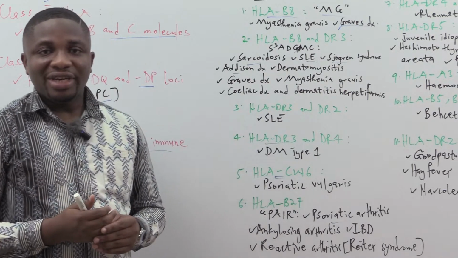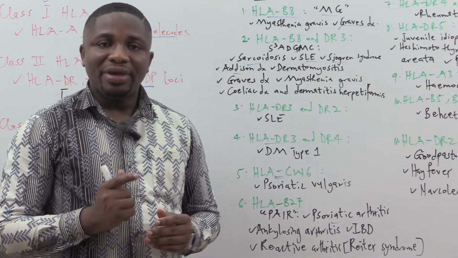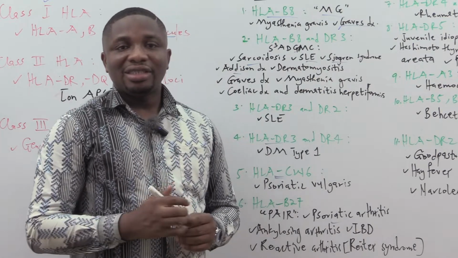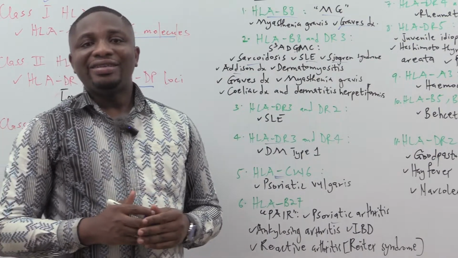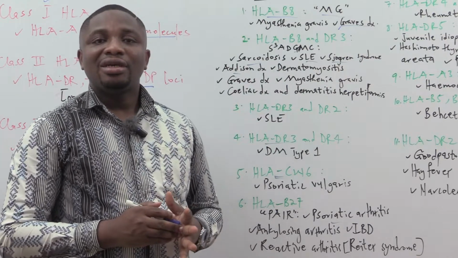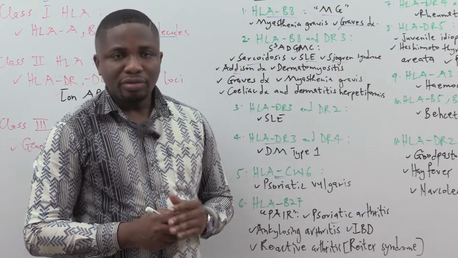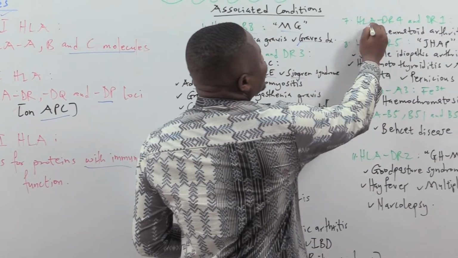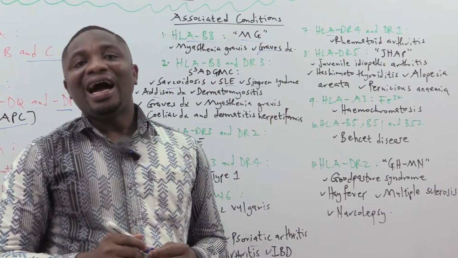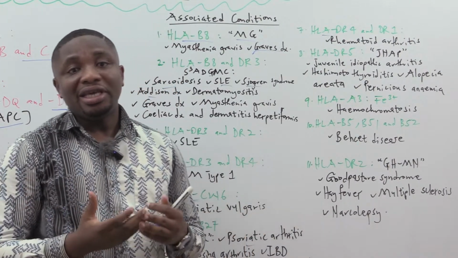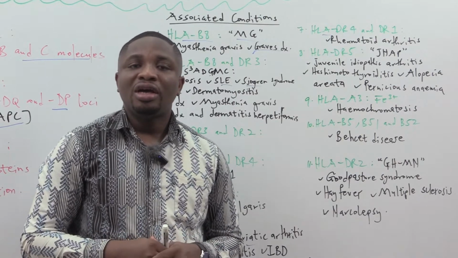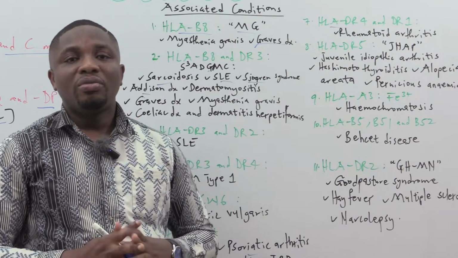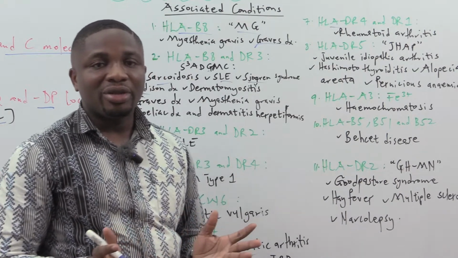So for HLA B27, think of PAIR: psoriatic arthritis, ankylosing arthritis, inflammatory bowel disease, and reactive arthritis, formerly known as Reiter's syndrome. Let's move to the next HLA and the associated condition. With that, we are looking at HLA DR4 and DR1. The moment you hear DR, we are referring to a class 2 HLA. So with that, simply, the associated condition will be rheumatoid arthritis, RA.